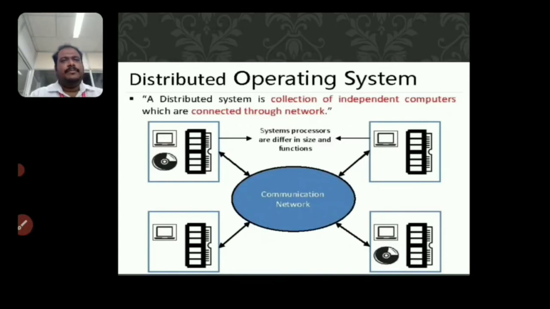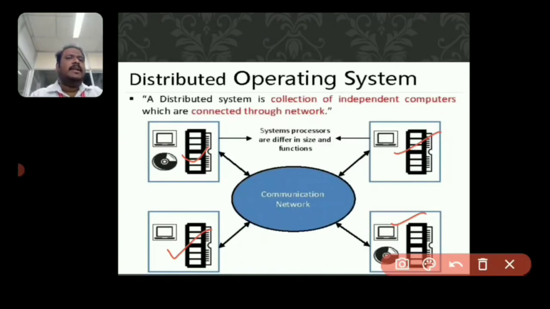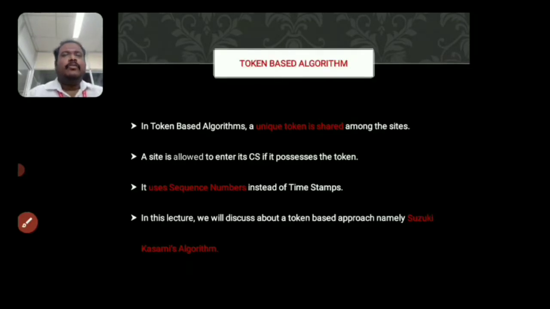Have a look at this picture. Here, each and every site is of a different size, has different functions, and does several different processes. All these networks are interconnected. This is a different network, this is also different. All these networks are interconnected with the help of a communication network for exchanging or sharing data. That is called a distributed operating system.